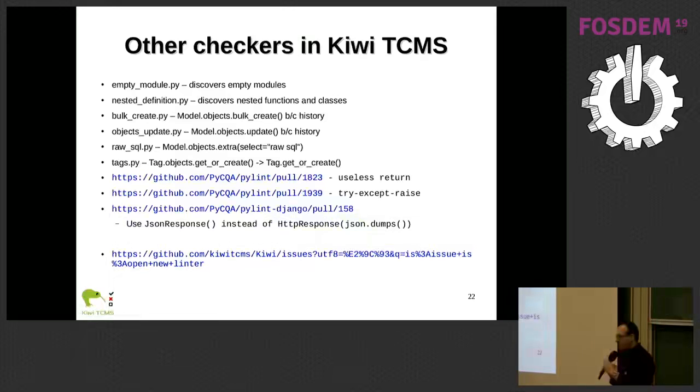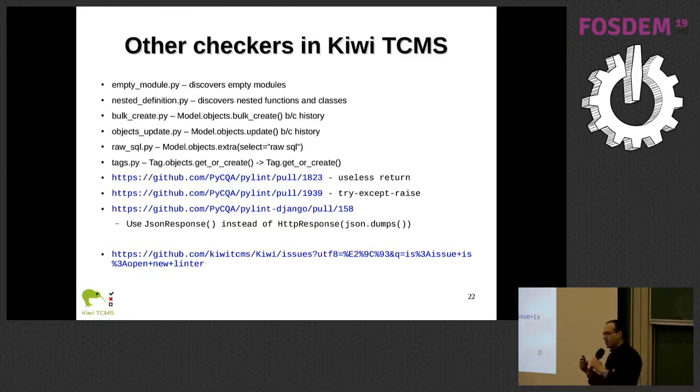And also we have had some checkers which started living inside of our project, and then we were later able to contribute to pylint and to pylint Django because they were valid for other people as well. And the last thing is we do have ideas for other items, like other plugins, other checkers to create, which are important for us.